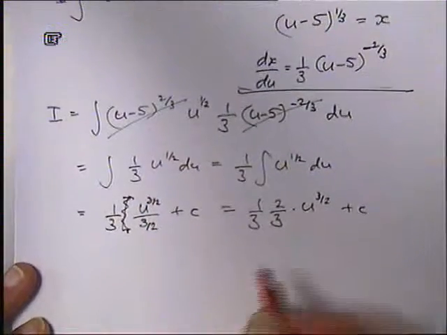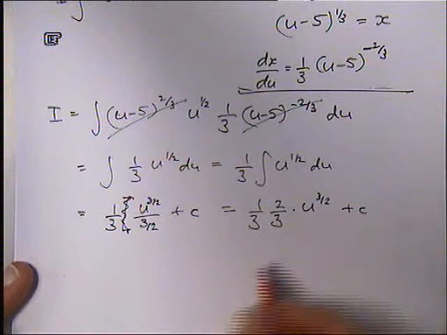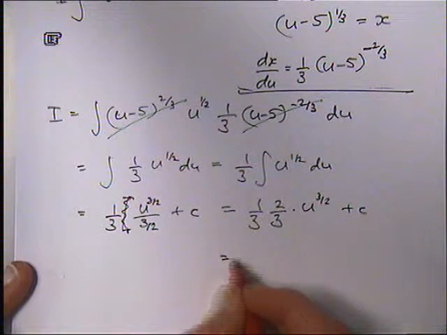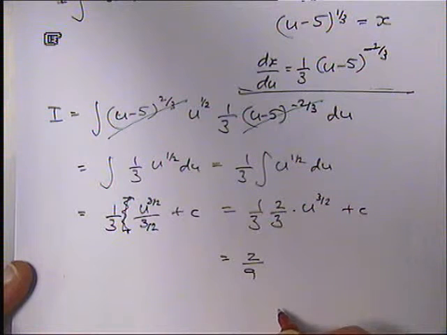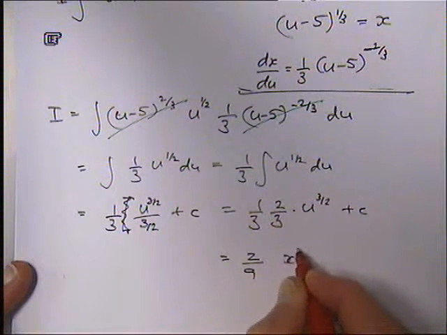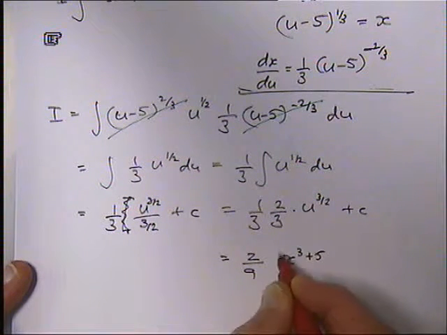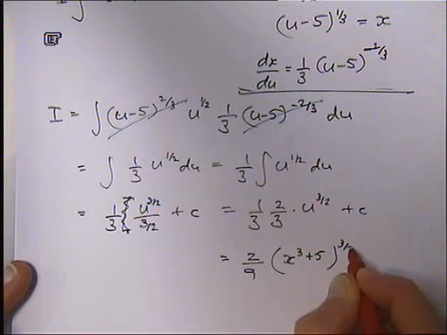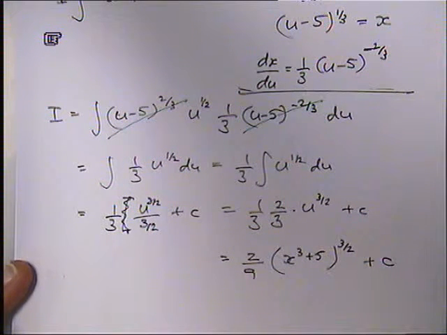Then you've probably finished this question already if you're going at it. The fractions make 2/9. u is x cubed plus 5 to the power of 3 over 2 plus c.